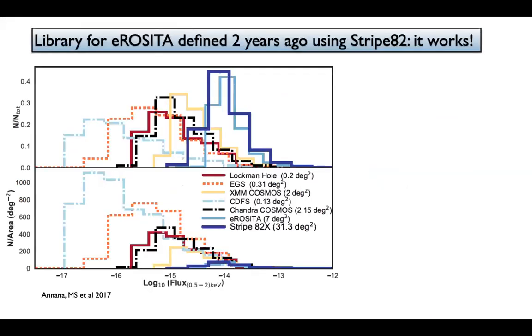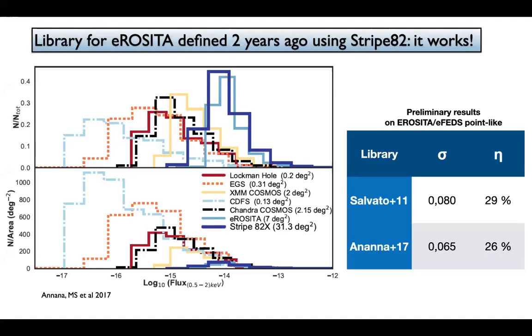So just to give you an example here, we add to the plot Stripe 82, which is again much brighter and much wider than what XMM-COSMOS was, and notice that the type of sources are the same that the eROSITA all-sky survey will have. And so we made the prediction and we said, whatever library is going to work for Stripe 82 is going to work also for eROSITA. And that is actually what is happening.